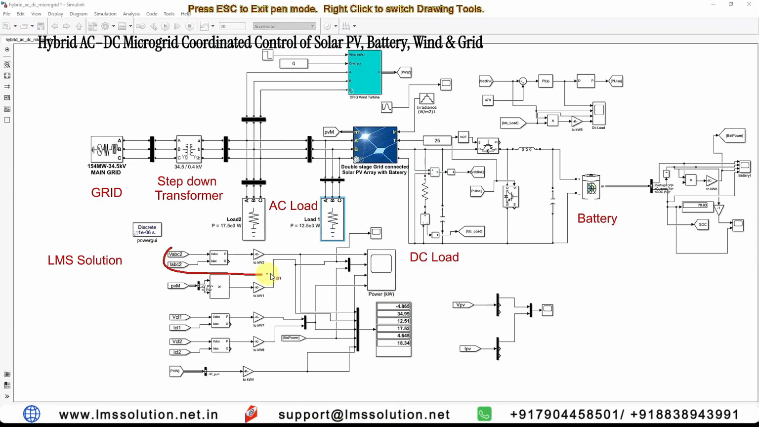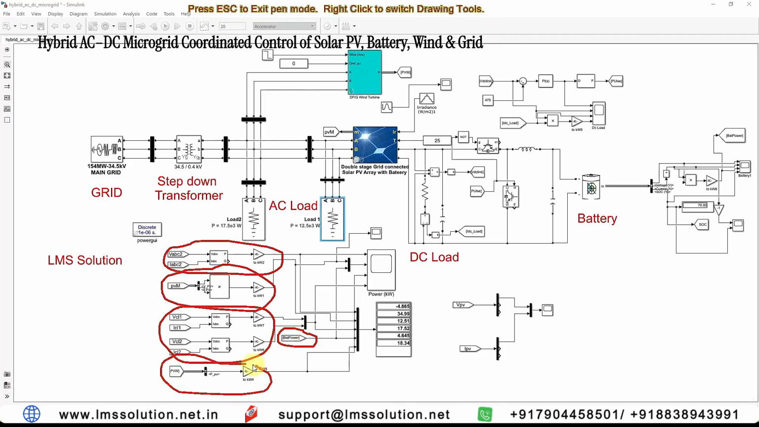Here we are measuring the power of the grid. This is used for measuring the power of the grid in kilowatts. This is used for measuring the power of the PV array. These two are used for measuring the power of the AC load, this is used for measuring the power of the battery, and this is used for measuring the power of the wind turbine.